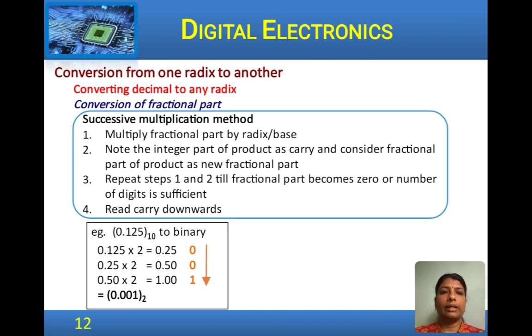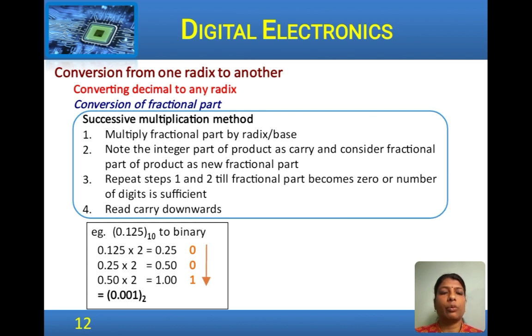So, we have seen converting the integer part of a decimal number to any radix. Now, to convert the fractional part of a decimal number to any radix, the successive multiplication method is used. In this method, first take the fractional part and multiply it by the radix or base. Note down the integer value separately, and then take the fractional part of the result and multiply it again by the radix and note down the integer part. Repeat this step over and over again till the fractional part becomes 0 or a sufficient number of digits is obtained. Then read downwards to get the solution.